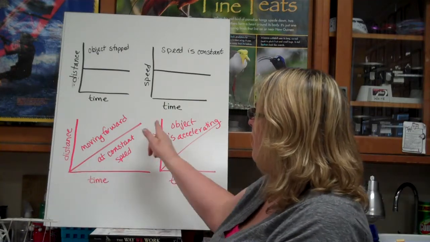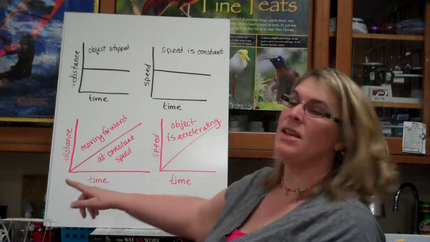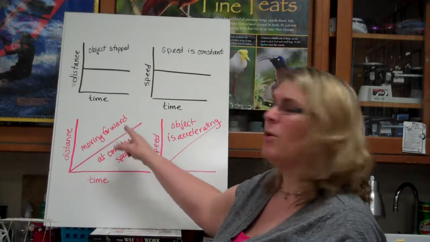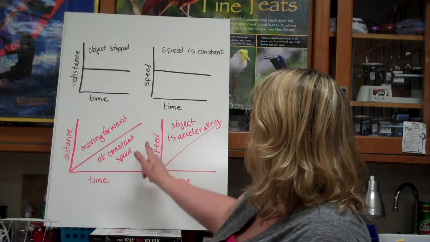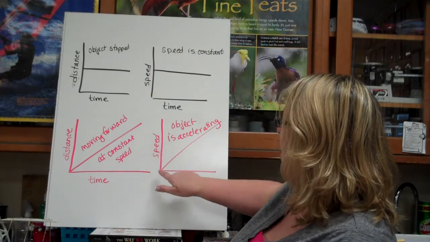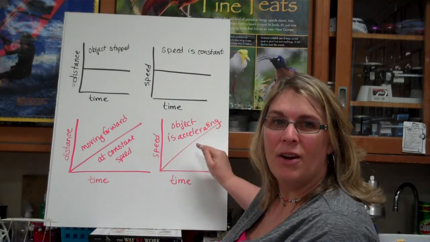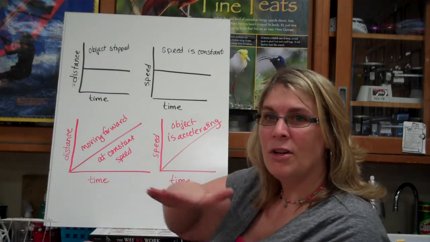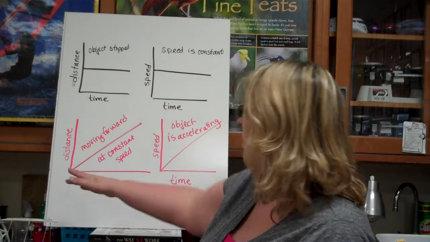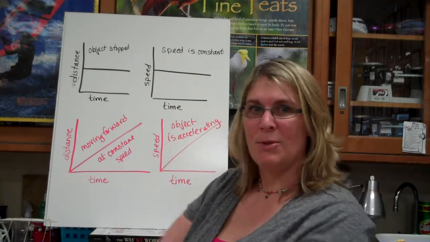When you have a 45-degree line like this on a distance time graph, it means that it's moving forward at a constant speed. You knew that. But here's what it means on a speed time graph, that the object is accelerating at a very constant rate. See how that's different? This one is just constantly getting a little bit faster as it goes along. This one is just moving forward at the very same speed.